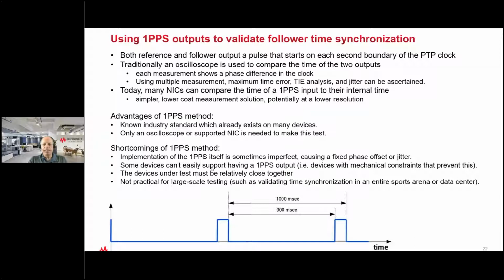Finally, the devices under test have to be relatively close together, and this is not practical for large-scale testing. For example, you cannot have a 1 PPS between every device in the data center. You can have a 1 PPS signal between dozens of devices, not millions of devices, practically speaking.